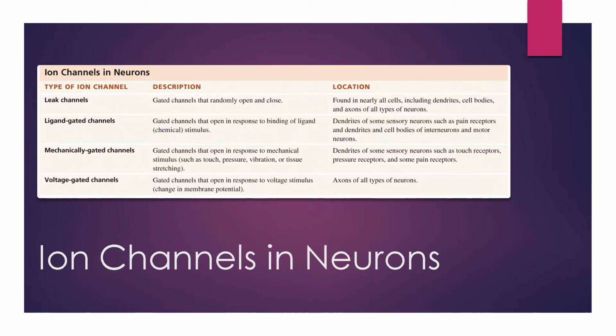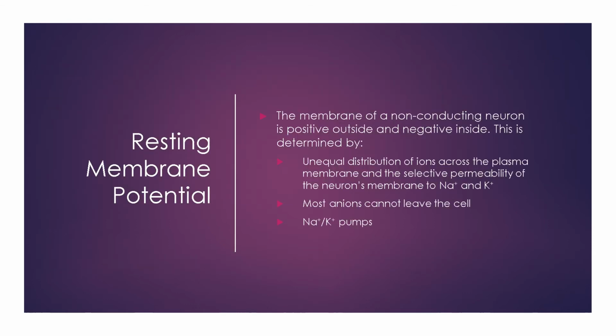Here we have a really good summary of the types of ion channels in neurons, what they do, and where they are found. So a really good summary table you can use for studying.